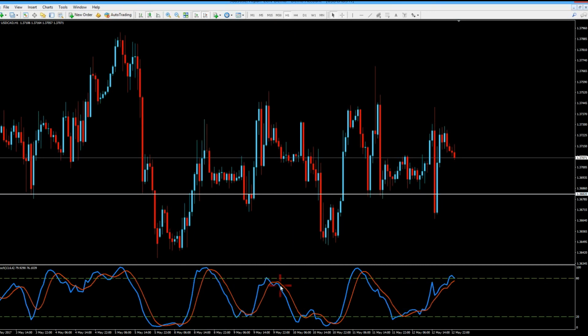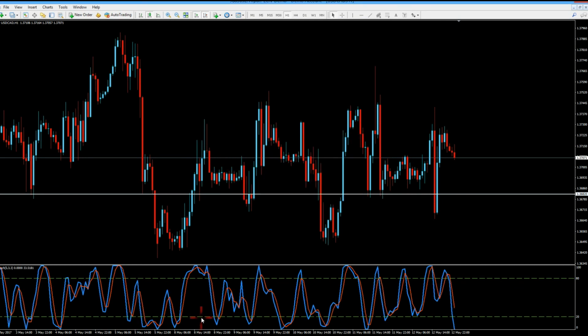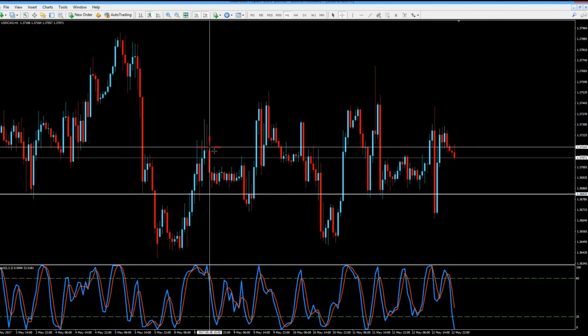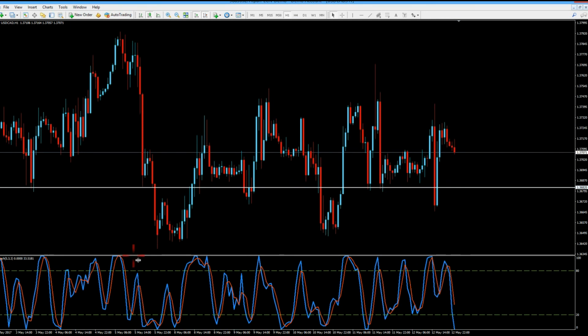Okay, so now we go back to 5-3-3 and look at the same area. You got a lot more bounces in that area, and that could be good when you have multiple targets, multiple support resistance lines. It's good to confirm that with the stochastic, with the lower stochastic setting. So as I said, I prefer this. You might not prefer this setting, so experiment with that. But I wouldn't use a lower setting because it's going to get too noisy.